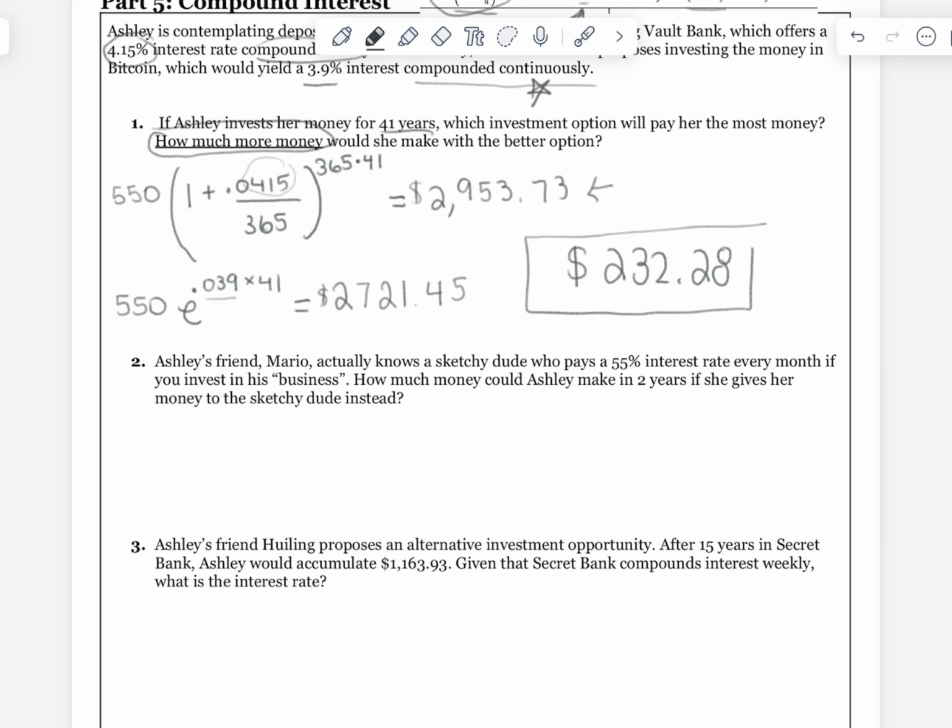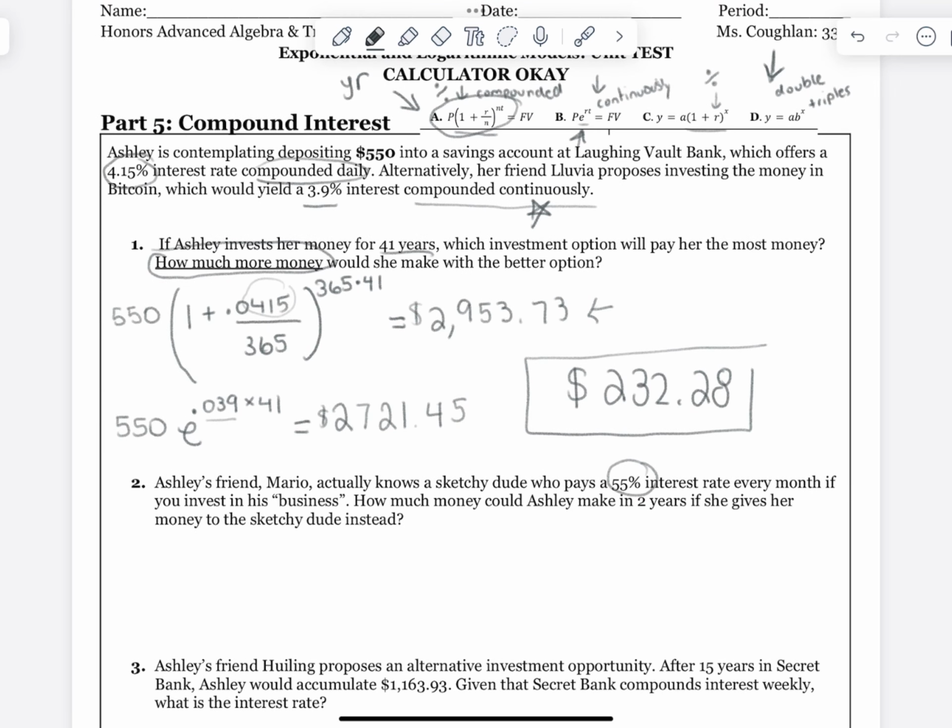Okay, and then we go over to number 2. Ashley's friend Mario actually knows a sketchy dude who pays a 55% interest rate every month if you invest in his quotation mark business. How much money would Ashley have in 2 years if she gives her money to the sketchy dude instead? Okay, so we hear the word percentage, but there's no compounded in our sentence.